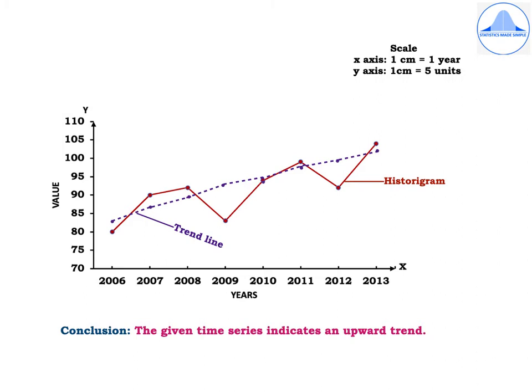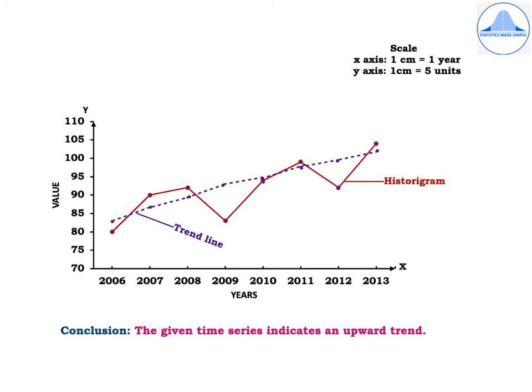The next is to draw the trend line. So corresponding to the year 2006, take the trend value 83 and mark it on the graph. Similarly, for 2007, the trend value, which is 85.5, can be approximated to 86 and it can be plotted on the graph. Similarly, for 2008, the trend value is 88. For 2009, it is 91 after approximation. For 2010, 93. For 2011, 96. For 2012, 98. And for 2013, 101.